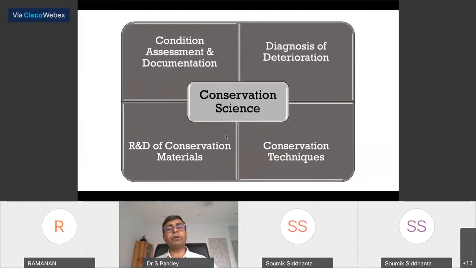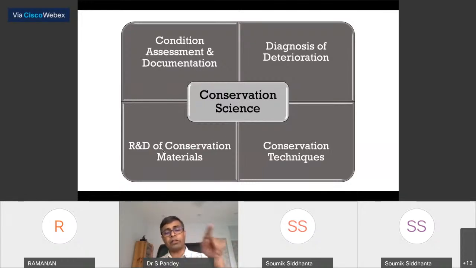Conservation techniques. There are a number of conservation techniques being developed today to make sure that the result we would otherwise get from manual conservation is better, using technical instrumentation. So there are a number of researchers in that area as well. Then there is material development: new materials are being developed, and nowadays there is a boom of nanomaterials being invented specifically for use in cultural heritage.